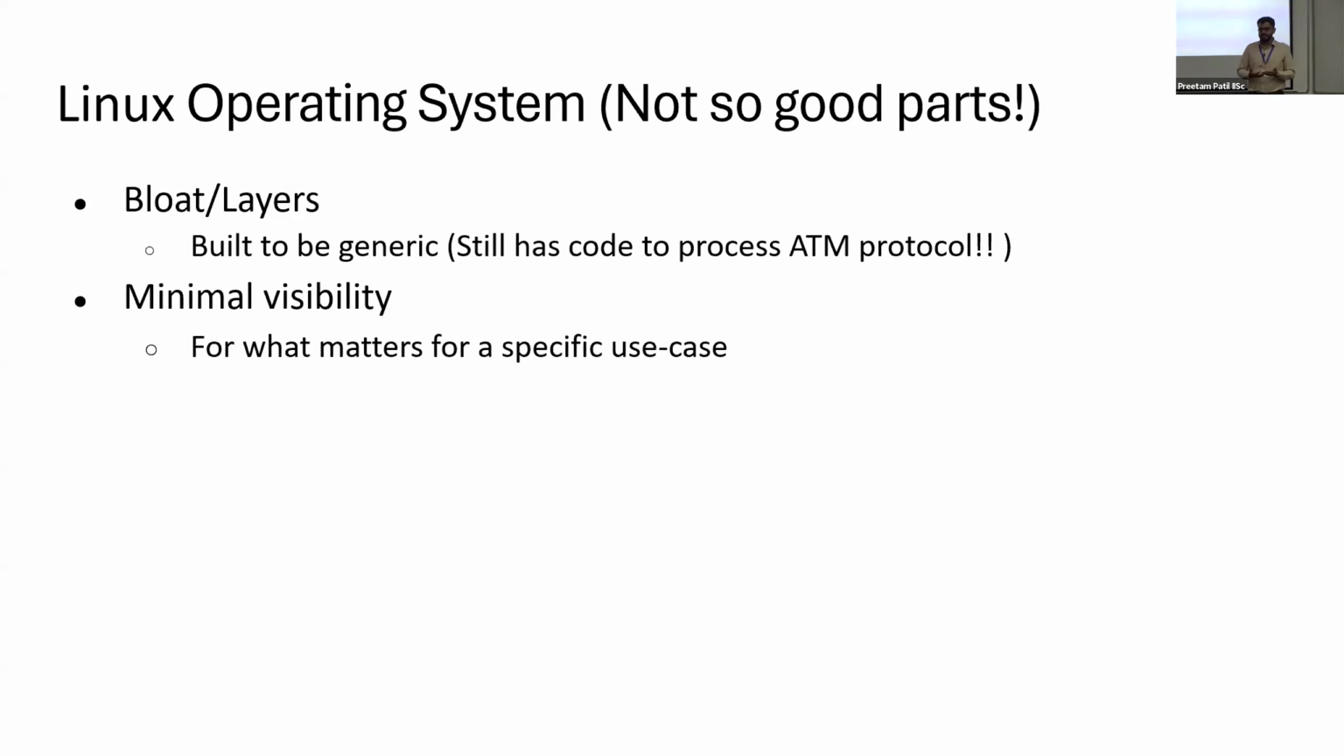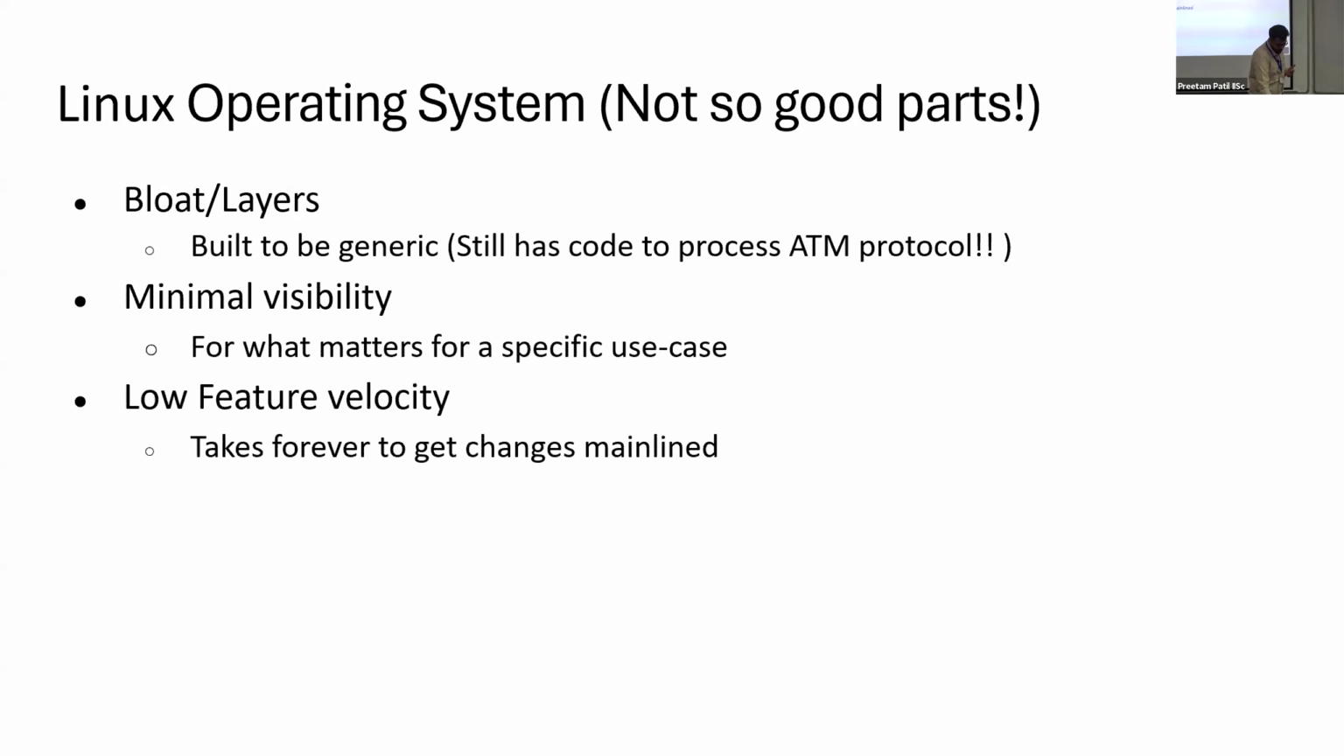What this affects is the visibility that you, as a developer or engineer, have in the Linux kernel to bring in new changes. For any specific use case that you want to implement in the Linux kernel, you have to see where you fit in, where you cut in, and what you do. All of this entails very low feature velocity, which means that any change you want to make takes forever to bring in.